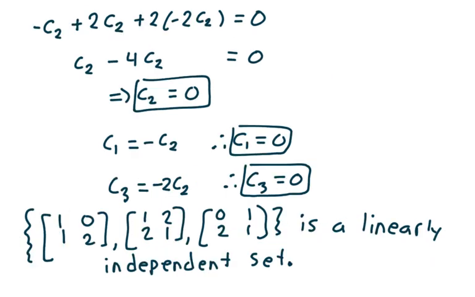Or, if you come over here, I plugged into the third equation, and I got that C2 equals 0, and therefore C1 and C3 are 0. Either way it goes, the set containing the matrices [1, 0; 1, 2], [1, 2; 2, 1], and the matrix [0, 1; 2, 1] is a linearly independent set.